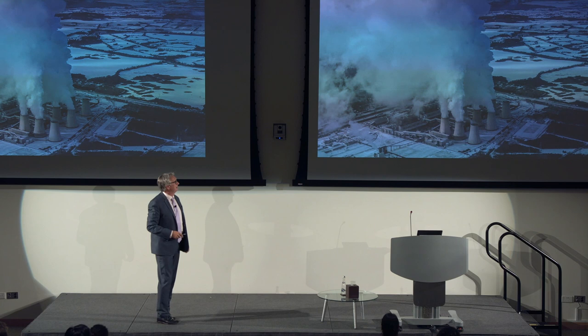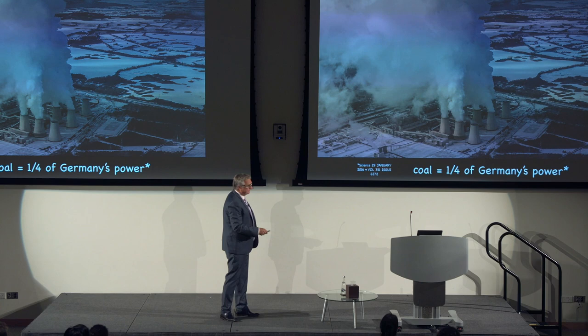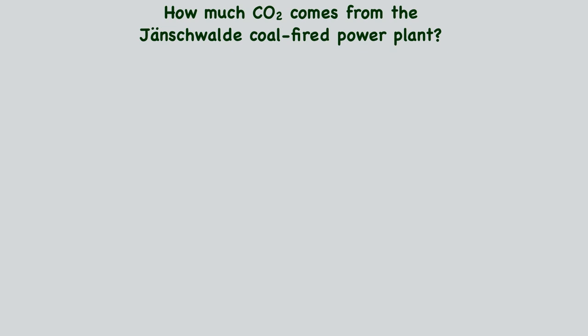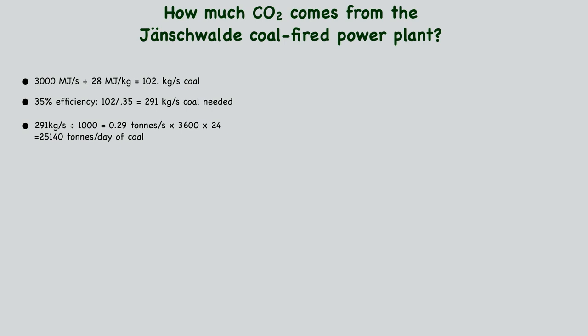And just as a reminder, about 1/4 of Germany's power comes from burning coal. So it's a lot of coal. So let's figure out how much CO2 comes from just this one coal-fired power plant. So that's an easy enough calculation to do. This is something an introductory student at NYU Abu Dhabi might be able to do. That's how much power is produced. That's how much power is consumed per kilogram of coal.